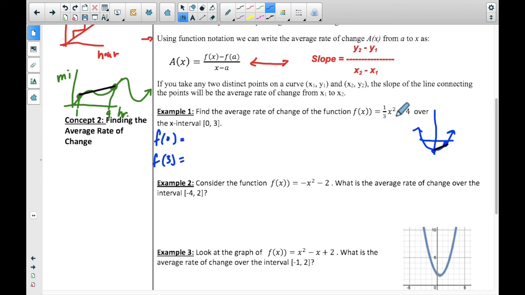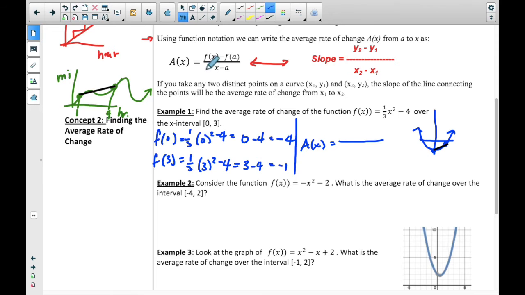So f of 0, if we plug in a 0 here, that would be 0 minus 4, which is negative 4. If we plug in a 3, then we get 3 squared, which is 9. One third of 9 is 3. So we get 3 minus 4, and that is negative 1. Now let's go to our average rate of change function, which says f of x minus f of a over x minus a. So for f of 0, we can put 0 first and then 3 second.